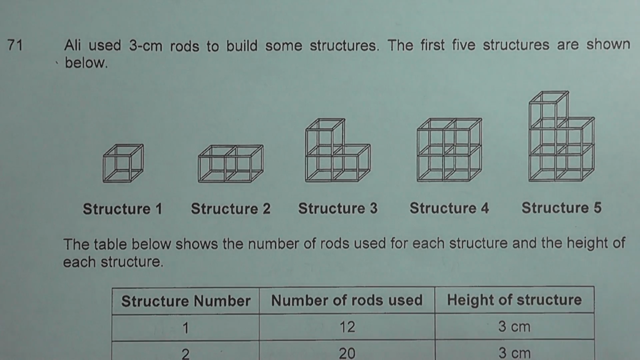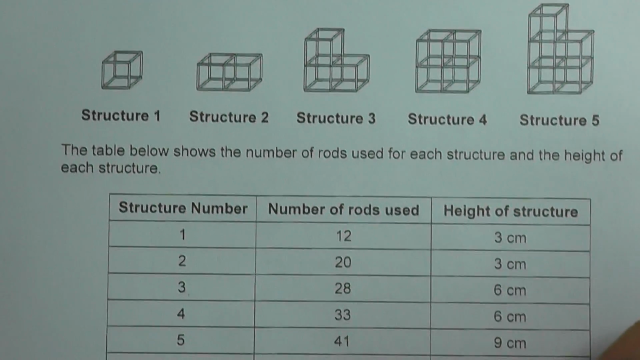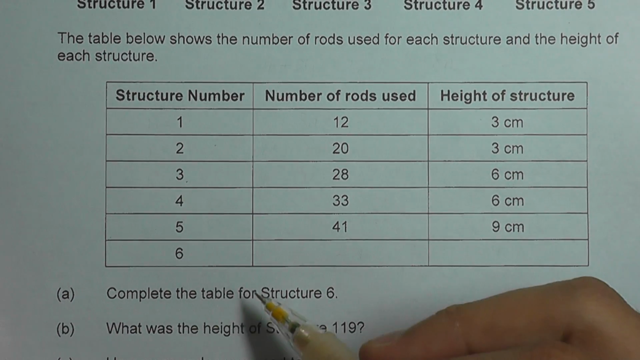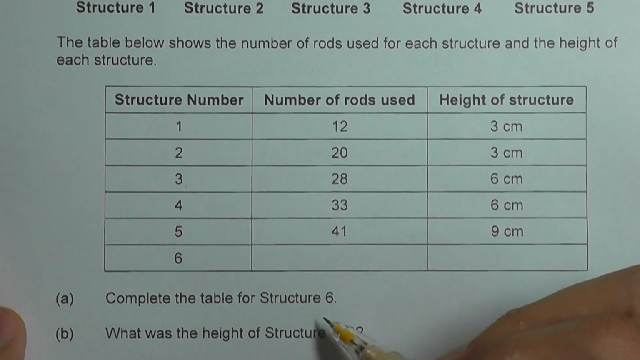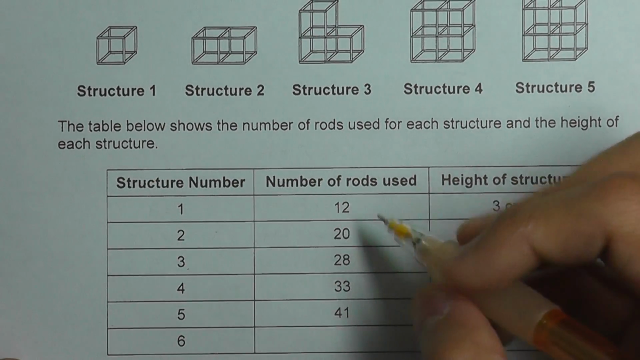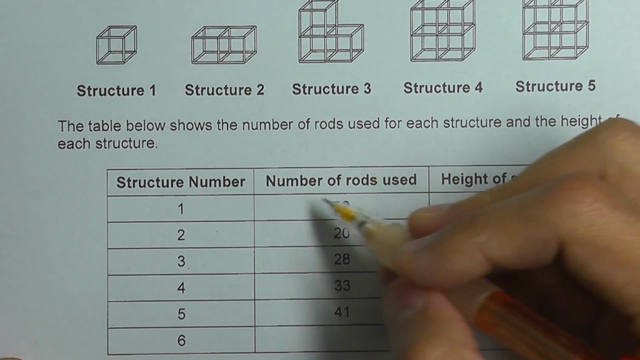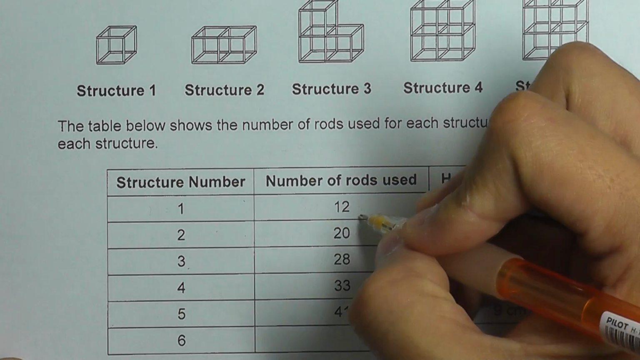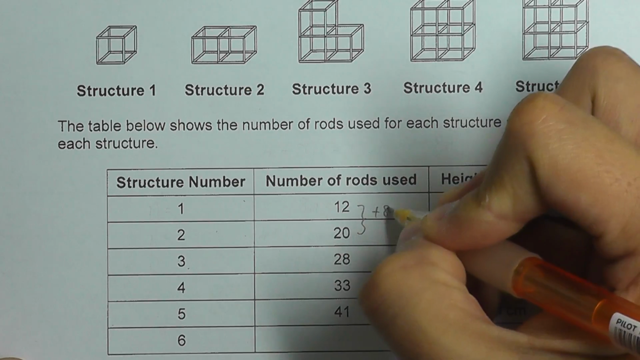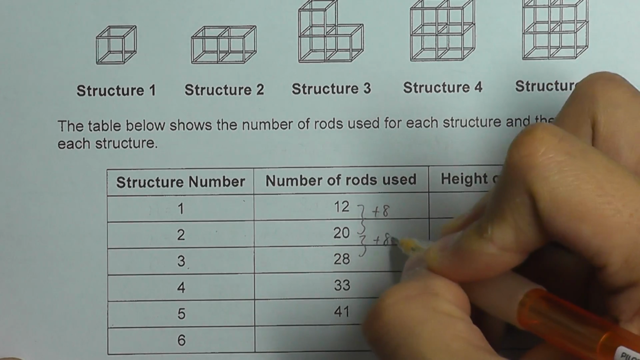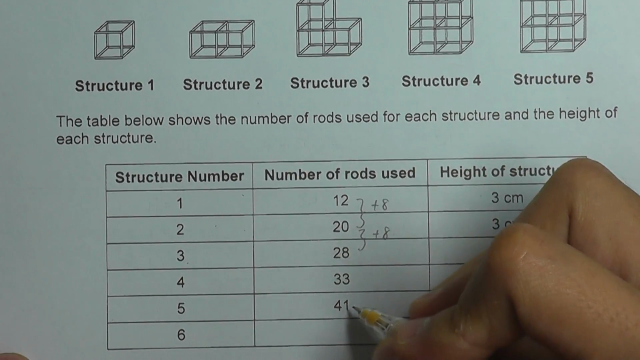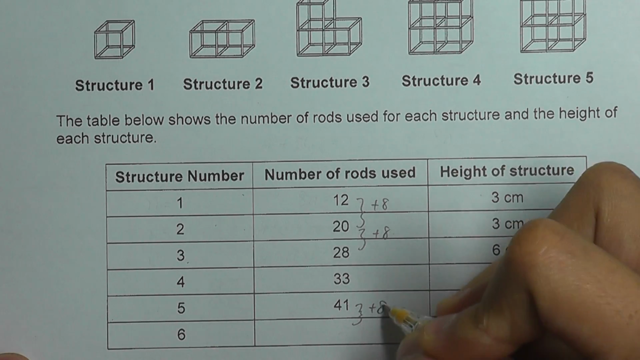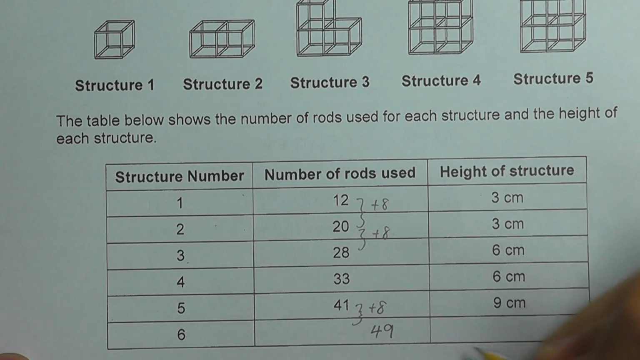Okay, this is a question on number patterns. So we look at the first question. We are supposed to complete the table for structure 6. So we look at the patterns here. Every time the structure number increases by 1, we can see that the number of rods increases by 8. So from 41, we plus 8. That will give us 49 rods.